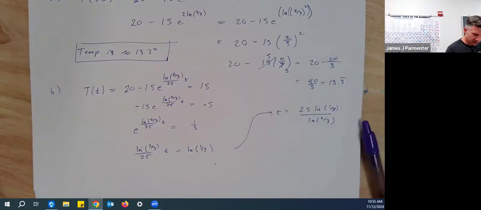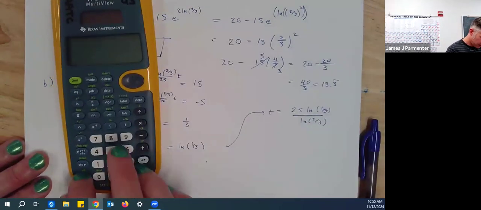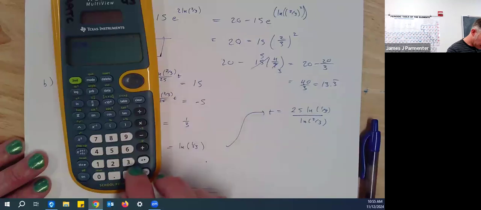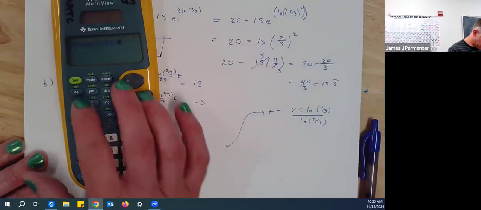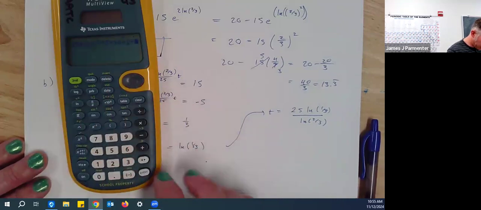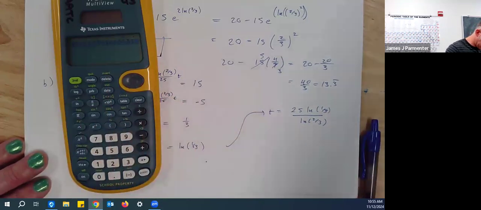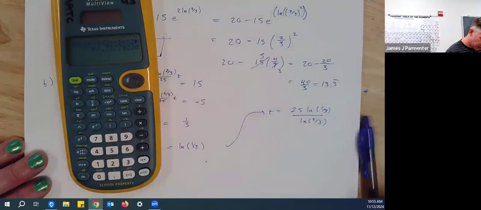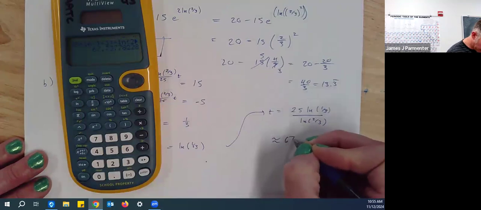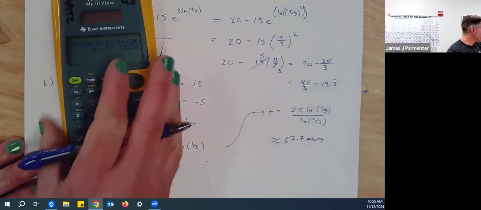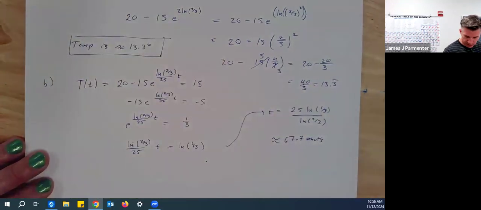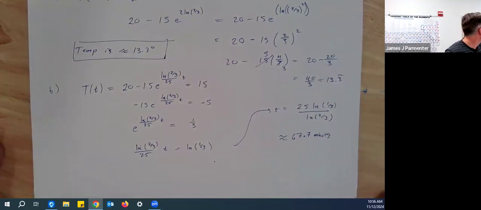All right, let's see what we got, just because I want to know. 25 times the natural log of 1/3 divided by the natural log of 2/3. It's interesting on this calculator that does division like that and not as a little slash. 67. Yeah, that seems okay. Approximately 67.7 minutes. That's right. Longer than 50 minutes, as we already said, should be the case. All right.